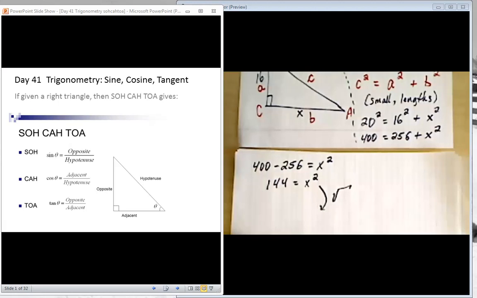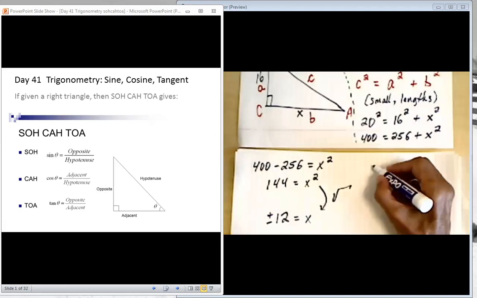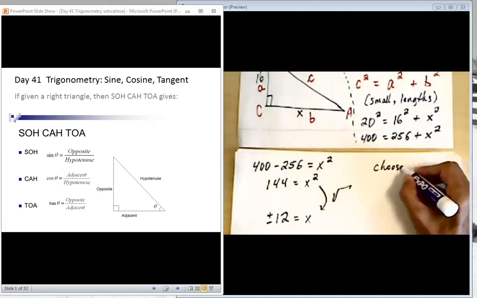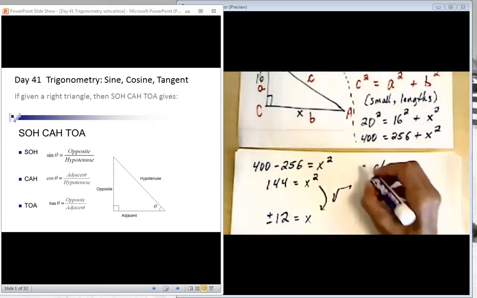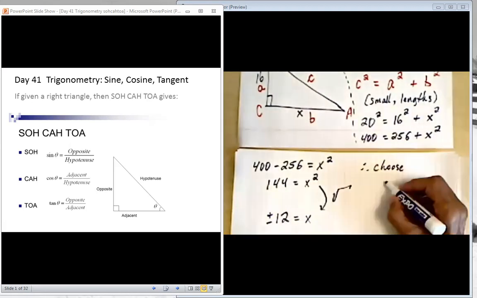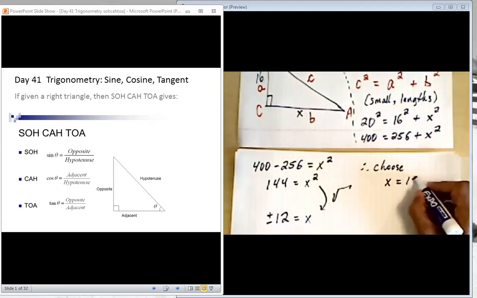Now, something special happens here. Square rooting something squared is actually going to give two answers, plus and minus 12. And what we do is we choose the one that makes sense. So we're not going to have a negative number. What we're going to do is we choose x is equal to 12 as our answer there.